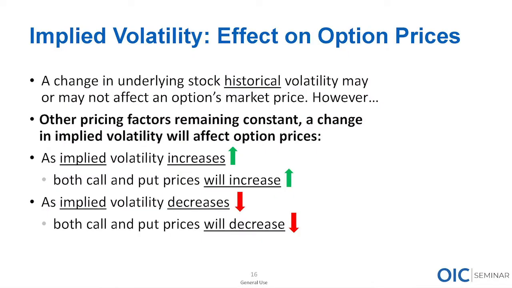The stock will still move, and there's that other component to it, but that's what makes trading earnings hard. So implied volatility, the effect on option prices. The change in the underlying stock's historical volatility may or may not affect that option's price. However, other pricing factors remain constant, and the change in implied volatility will affect those option prices. So as implied volatility increases, both call and put option prices increase. So that's something you should understand.